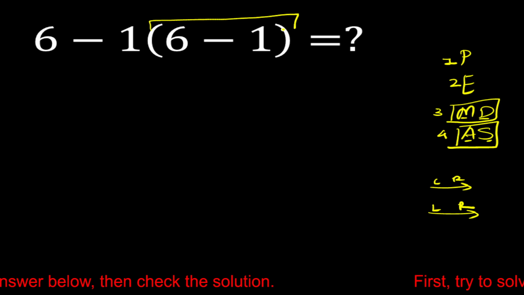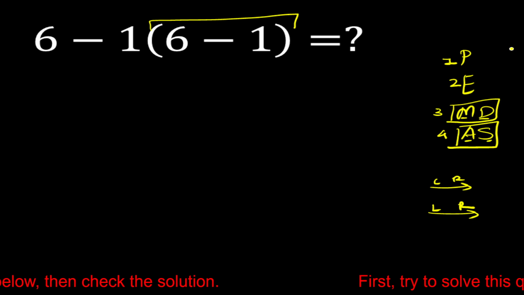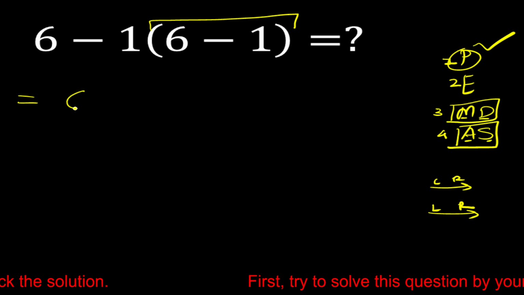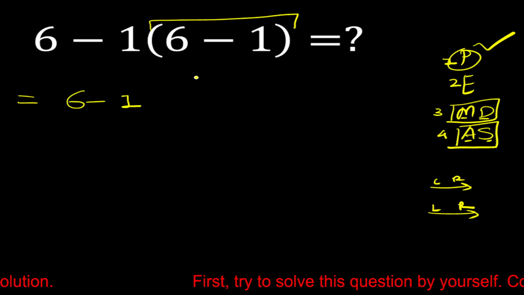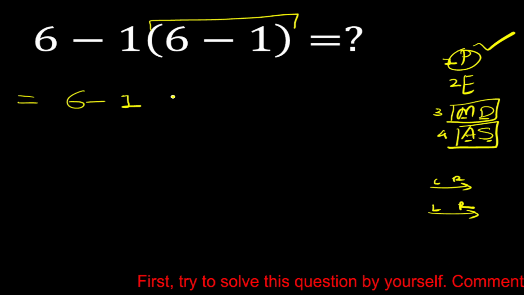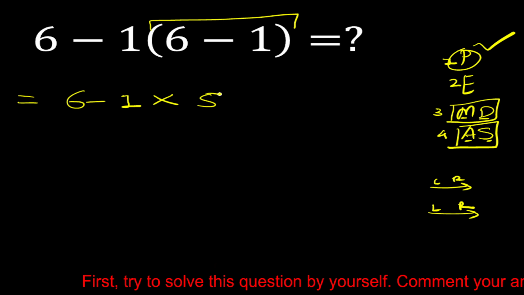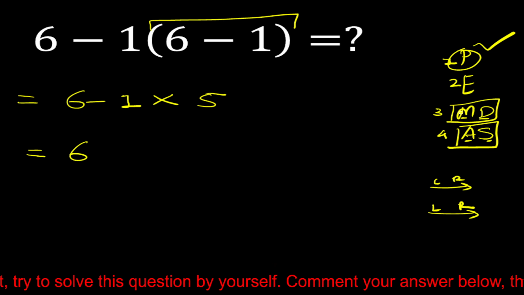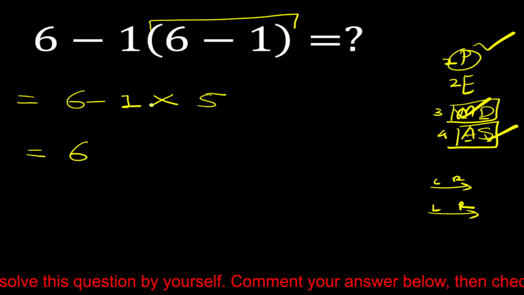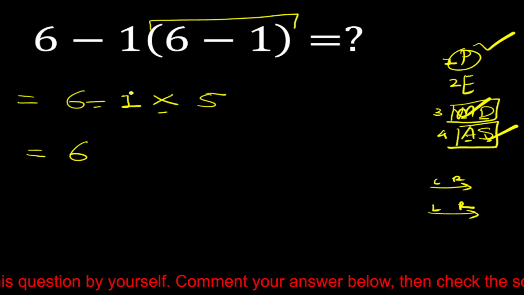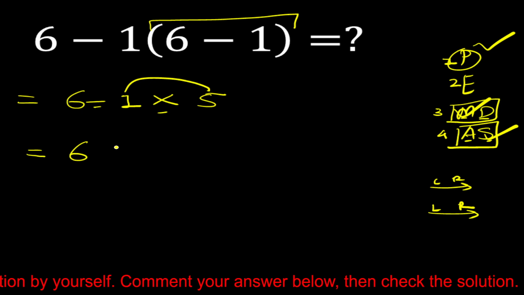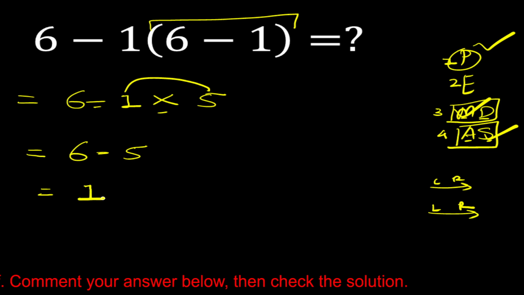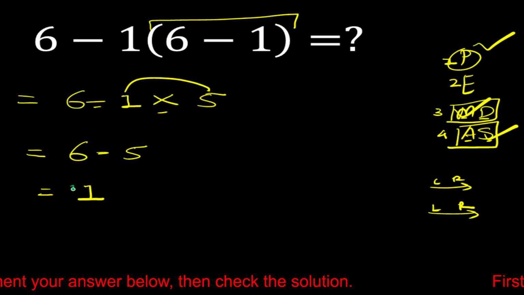So here is one parenthesis. So first we have to solve parenthesis. So 6 minus 1. Now solve this parenthesis. 6 minus 1 is equal to 5. Multiply 5. Now 6. Now first we have to solve multiplication, then we have to solve subtraction. So here is subtraction and here is multiplication. So 1 multiply 5 is equal to 5. So 6 minus 5 is equal to 1. So the correct answer is 1.